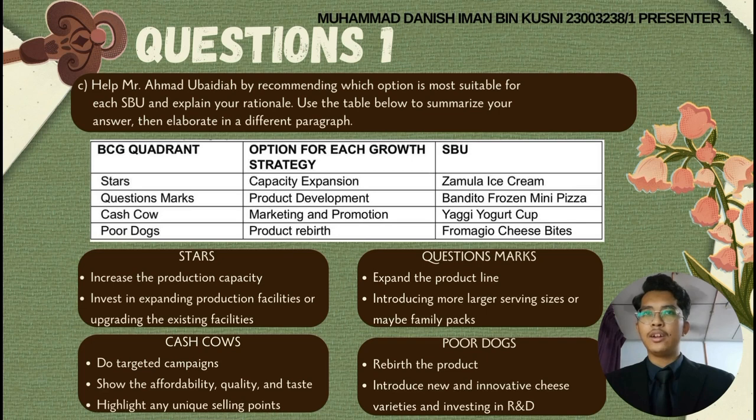For poor dogs, the SBU is Mikeo Cheese Bites, and the option for the growth strategy is to rebirth the products. As suggested by the CEO, Mikeo Cheese Bites can introduce new and innovative cheese varieties that can attract attention. Mikeo can also improve the recipe by investing in R&D to improve the existing recipe.